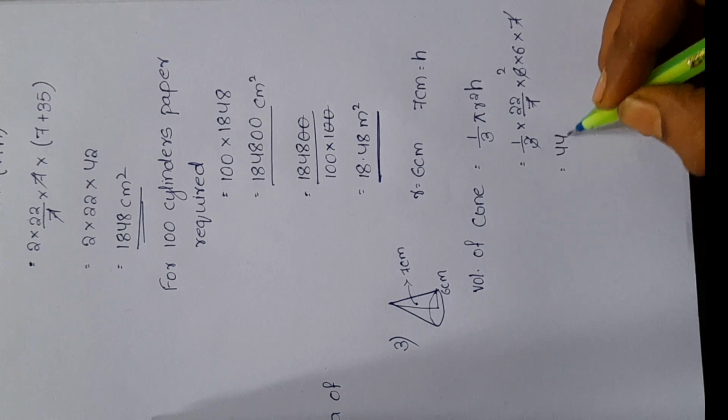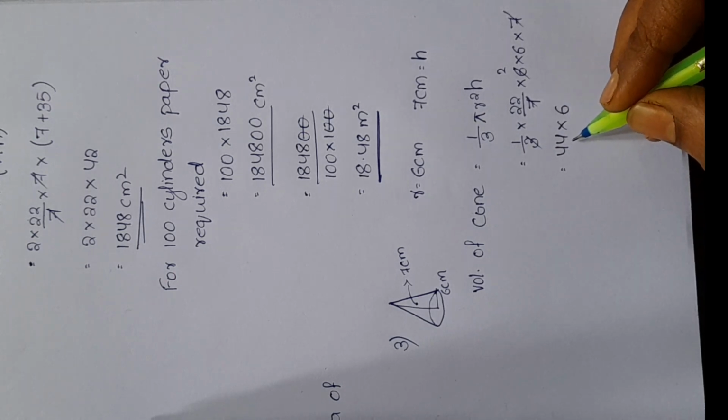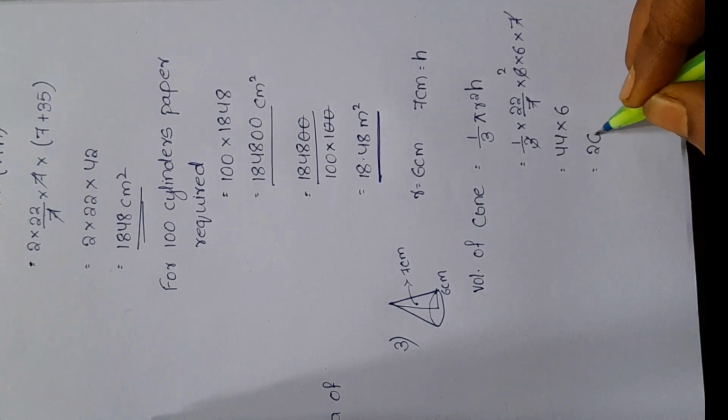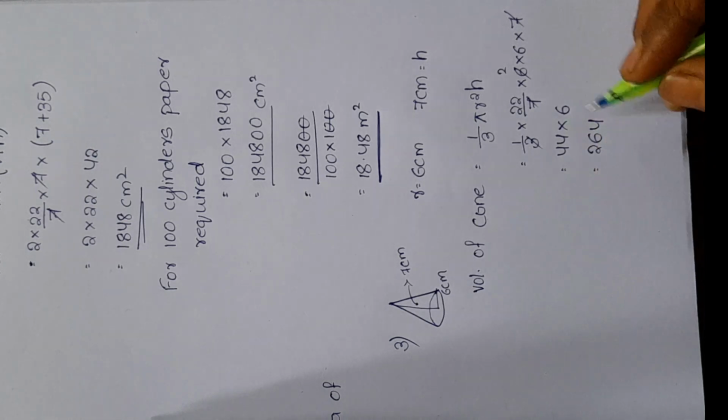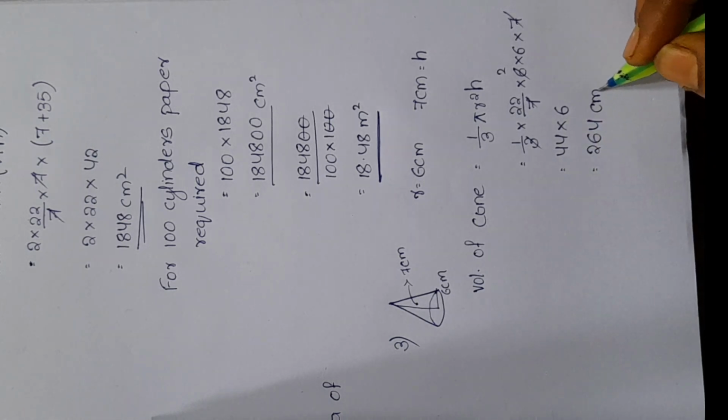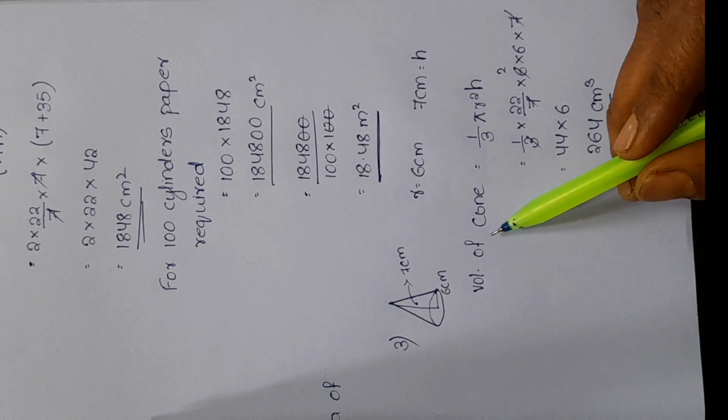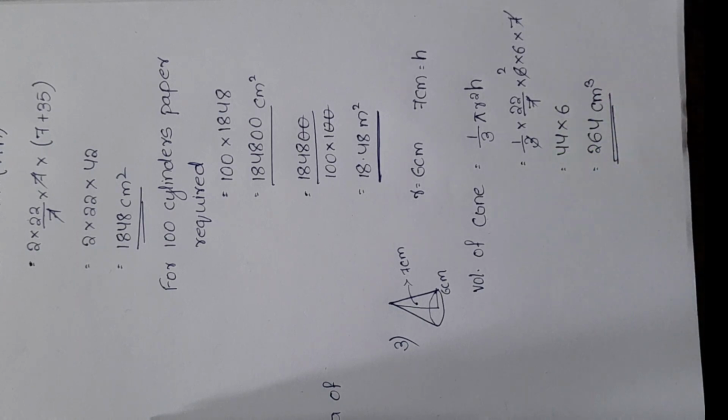We get 44 into 6. On multiplying 44 with 6, we get the value as 264. As this is the volume, the units will be centimeter cube. This is the volume of the right circular cone.